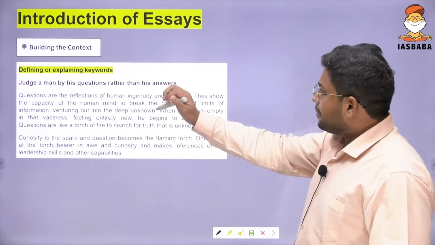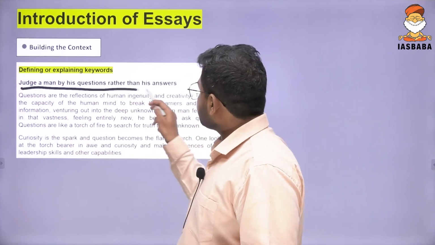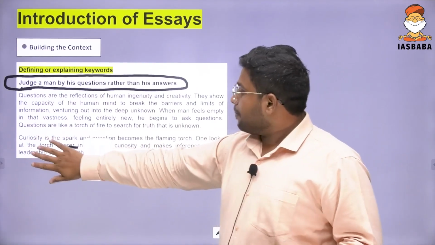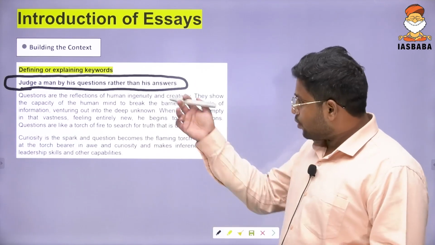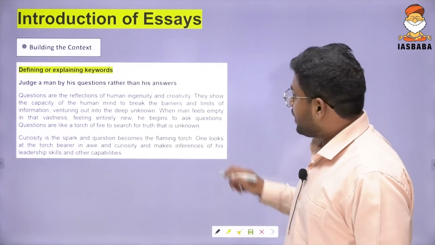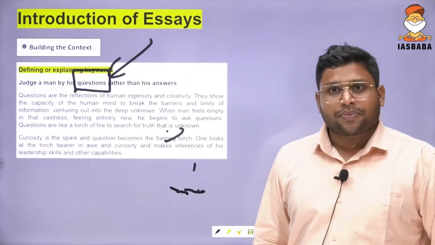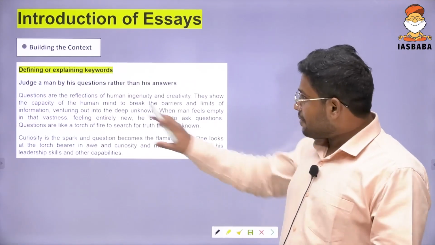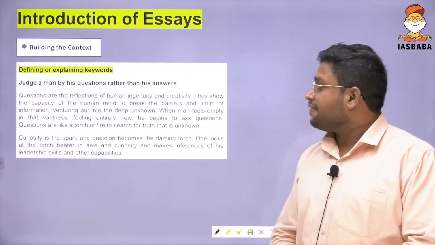Okay, so for example, judge a man by his questions rather than by his answers. Now, what this person has written: questions are the reflections of human ingenuity and creativity. What he simply took, because the entire essay is dependent on questions, is that he just started his essay with that question part. So he's just defining or explaining it. Questions are the reflections of human ingenuity and creativity.